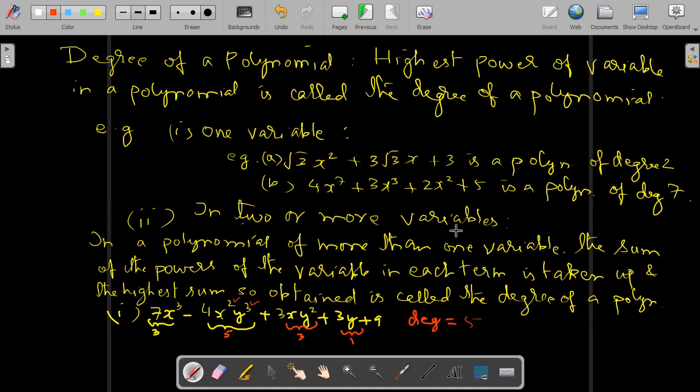So this is what we do when you have more than one variable. It can be 3 variables, 4 variables, but the powers of the variables of each term should be added and the highest sum will be the degree. But we will deal with one variable. So we can divide the polynomials on the basis of degree of the polynomial and on the basis of terms of the polynomial. Okay, so this is the classification of polynomials.